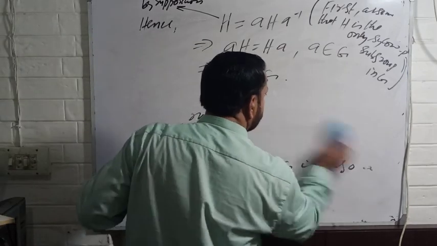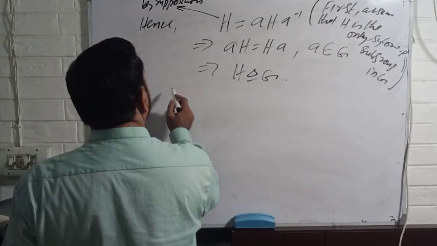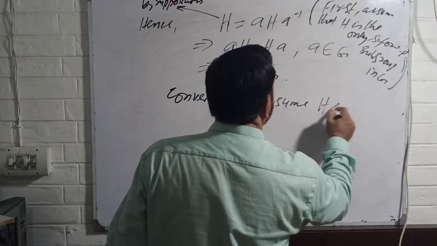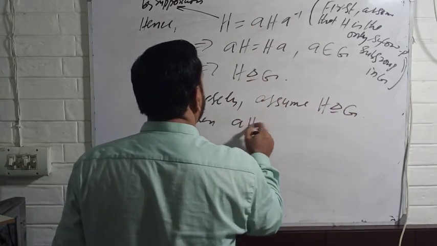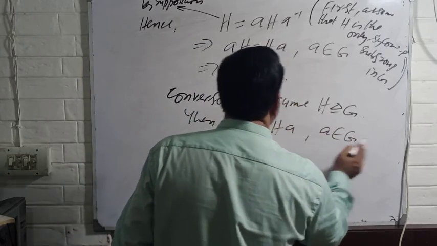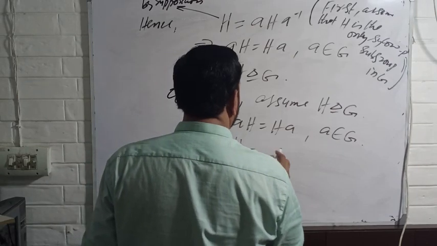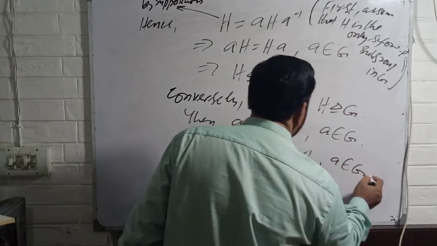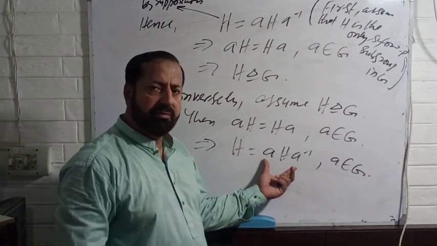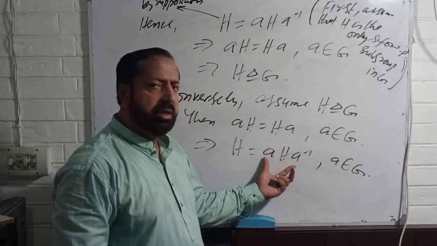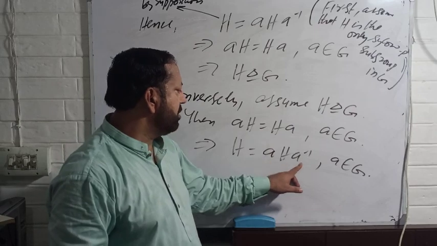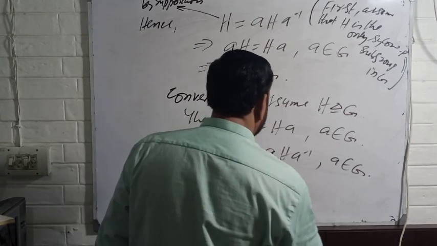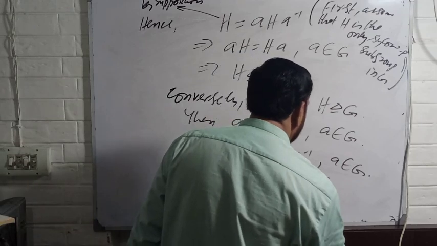Conversely, assume H is normal in G, then AH must be equal to HA for A belonging to G. So this implies H must be equal to AHA inverse for A belonging to G. And you know that the order of AHA inverse is equal to the order of H.